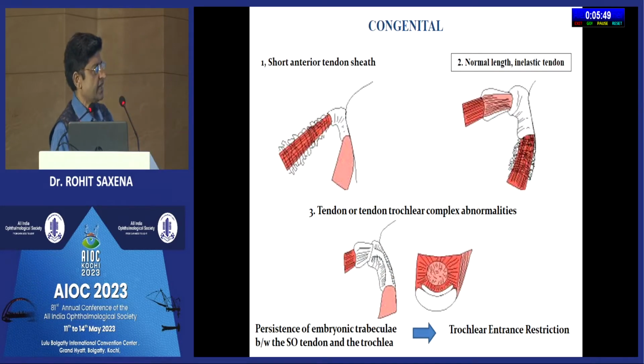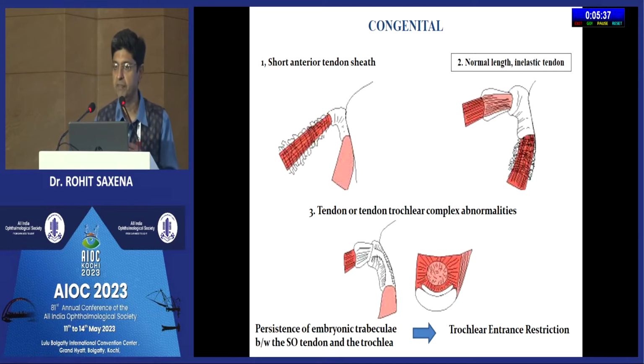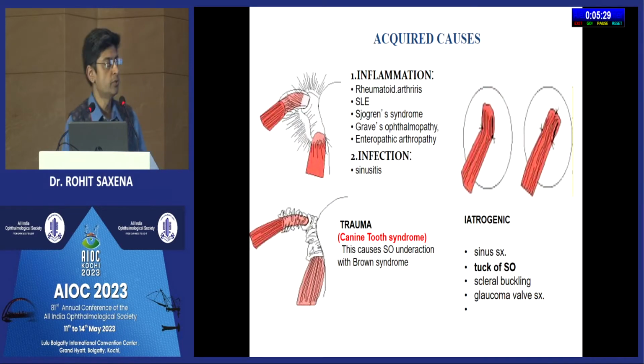It can be congenital or acquired. So most common is a short anterior part of the tendon sheath. It's an inelastic tendon, and also there are tendon-trochlear complex problems where the telescoping of the superior oblique as it goes through the trochlea does not happen. So there are congenital adhesions in the entrance to the trochlea.